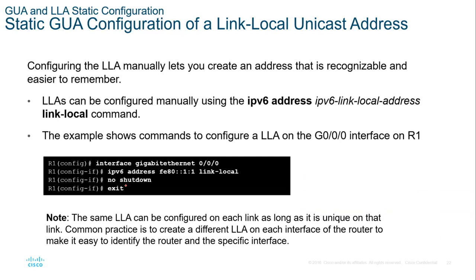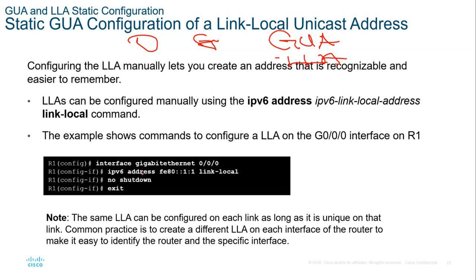Then we have what we call link local static configuration, link local unicast address. Link local unicast addresses are used on point to point or on the same link. So now we can have those two: a global unicast address and a link local address, two addresses under a single interface. And how are we going to have those two?